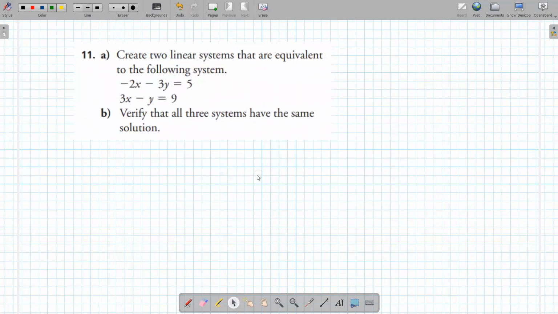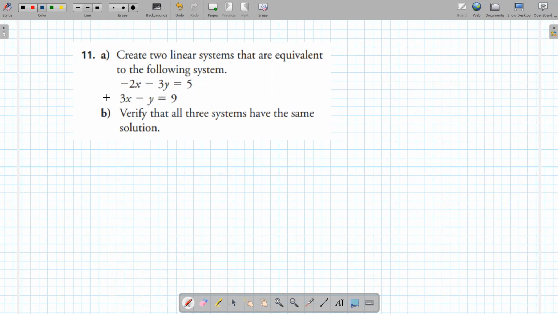Create 2 linear systems that are equivalent to the following. So now they've already given us a system. A system consists of 2 equations. They're asking us to come up with new ones. Okay, there's multiple ways to do this.